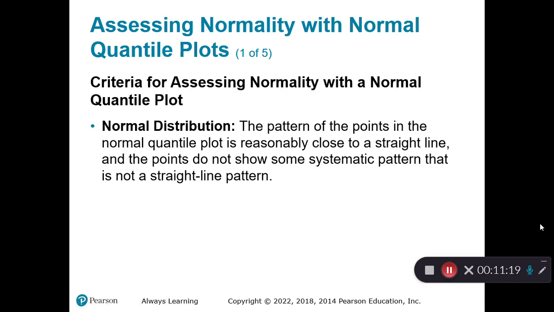We are not going to discuss in this section how to determine if a distribution is roughly normal by using quantile plots, so you can ignore the remainder of the slides for this section.